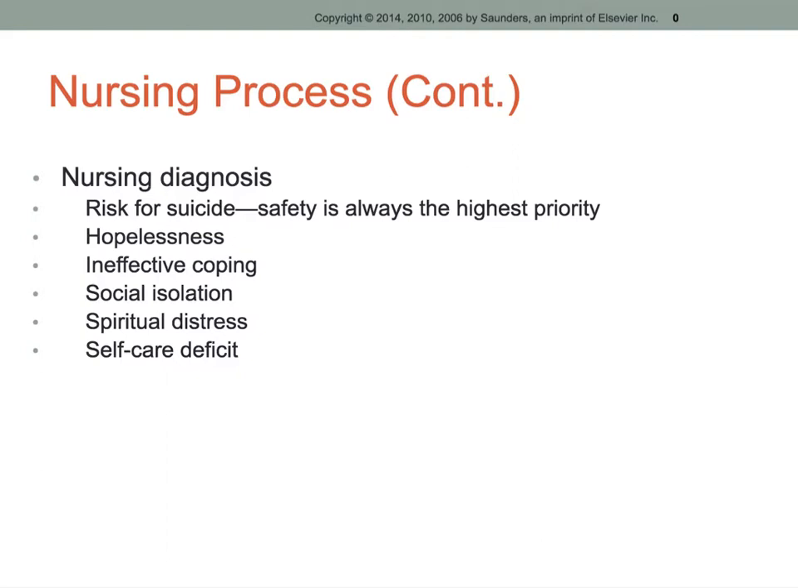Here's a list of nursing diagnoses, and as you can see, the priority is safety, so risk for suicide. There is also risk for hopelessness or hopelessness diagnosis, ineffective coping, social isolation, spiritual distress, and self-care deficit.